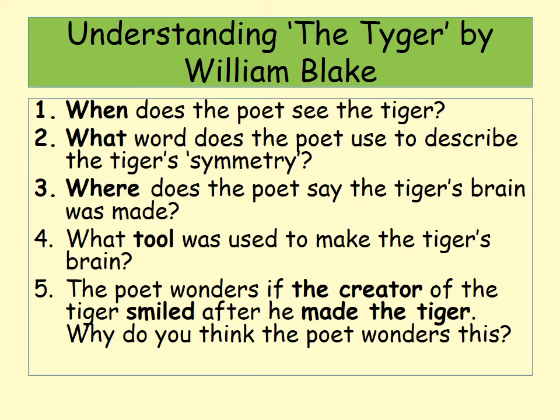So what I want you to do is just have a think about these questions. When does the poet see the tiger? What word does the poet use to describe the tiger's symmetry? Where does the poet say the tiger's brain was made? What tool was used to make the tiger's brain? And the poet wonders if the creator of the tiger smiled after he made the tiger. Why do you think the poet wonders this?